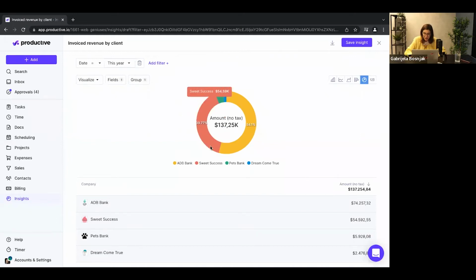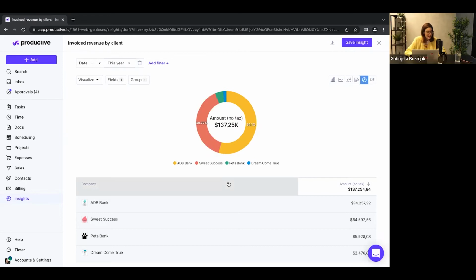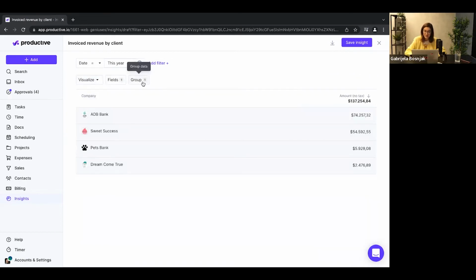So these two clients together, to be honest, I'm not the best with math, but they bring in around 90% of our revenue. So they're for sure very risky clients to lose, and you should be very good to them. In the same insight, if I go back into the table, I can flip the grouping.